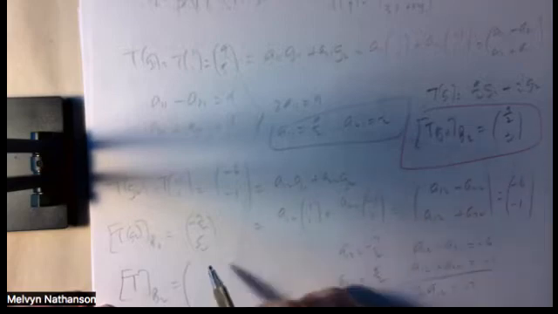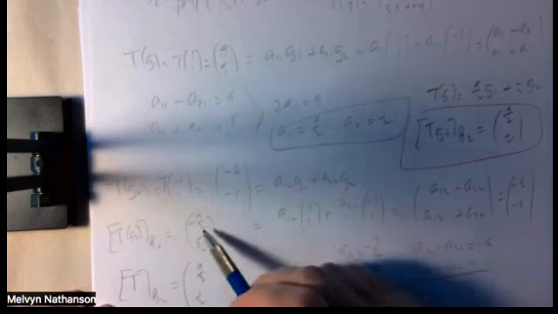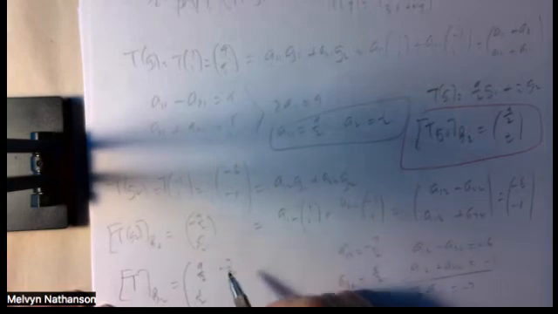So the matrix for T with respect to this basis, this is the first column, 9 halves, 1 half. This is the second column, minus 7 halves, 5 halves. So this is the answer to this problem.